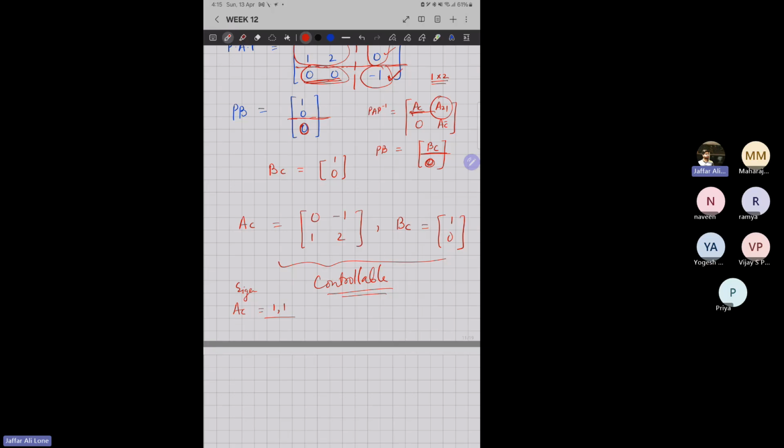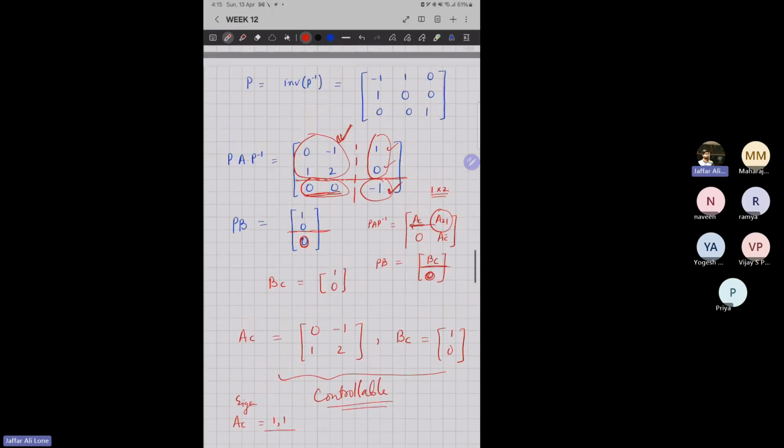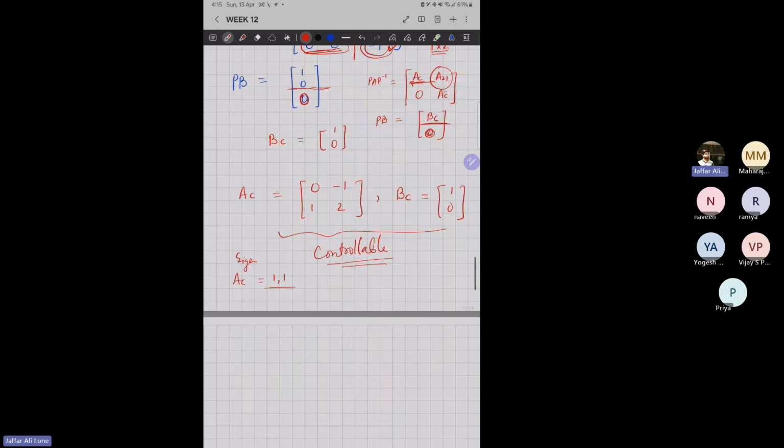Right? Similarly, now see, this is the uncontrollable part. So for the uncontrollable part, AC bar is equal to minus 1. The eigenvalue will be minus 1. So this is the other way of solving the same question which we solved using the PBH test.